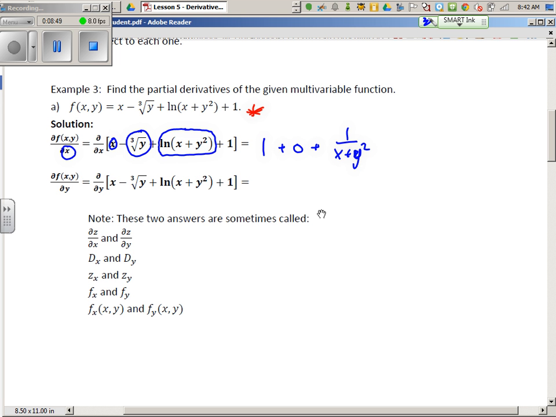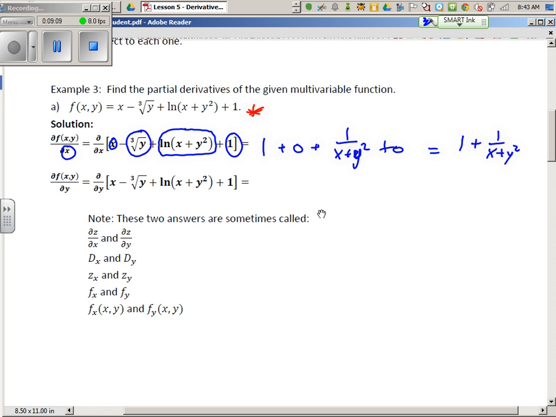X plus a number. Remember, y is a number now. So, yeah, 1. The derivative of the inside is 1. So we don't need the chain rule there, do we? Or it doesn't yield anything. And lastly, what's the derivative of 1 with respect to any variable? 0. So the partial derivative with respect to x is 1 plus 1 over x plus y squared.